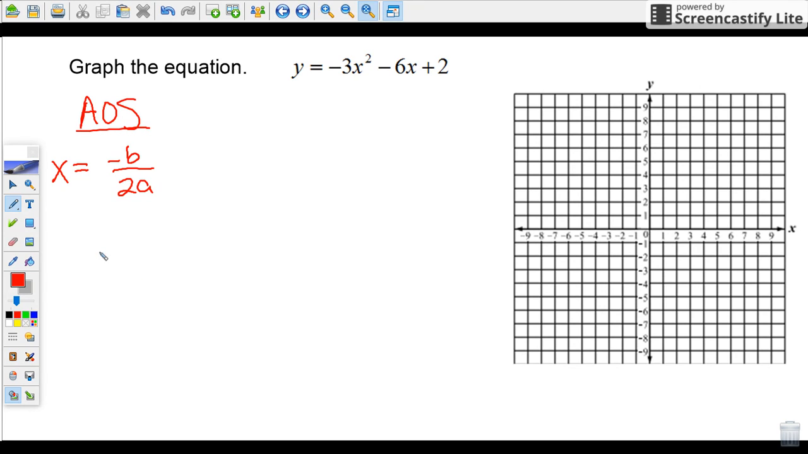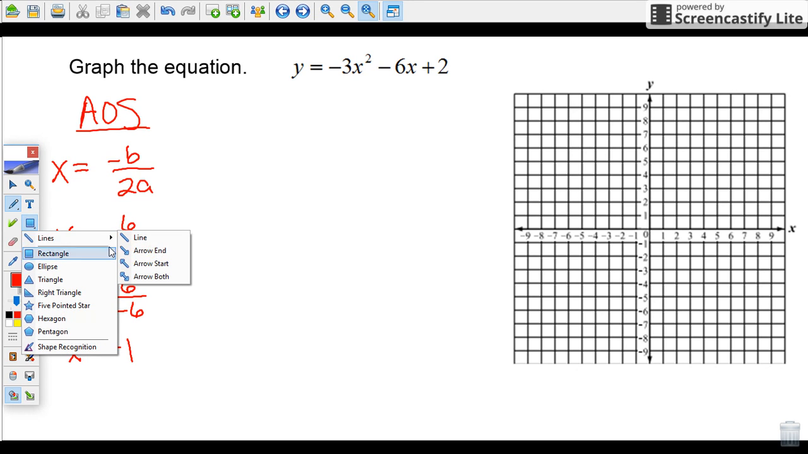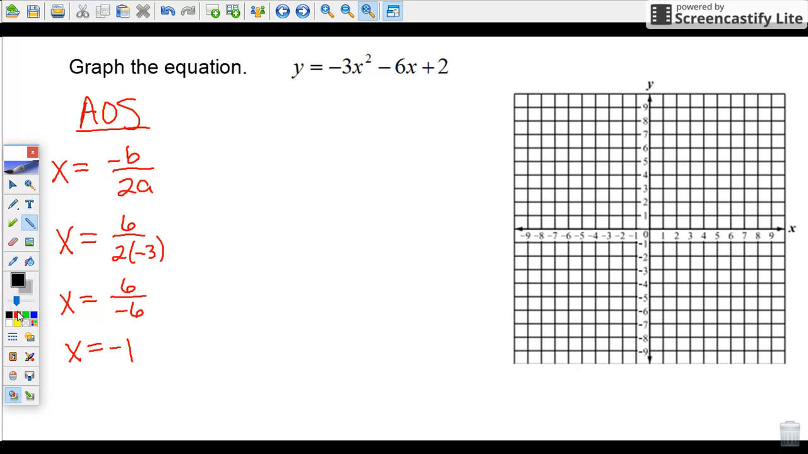So we plug in b. We want negative b. B is negative 6 right here, so negative b would be positive 6, over 2 times a. A is negative 3. Then we evaluate. That'd be 6 over negative 6, so that would be negative 1 for our axis of symmetry. So let's draw that in. The axis of symmetry is right here. It's a vertical line at x equals negative 1.